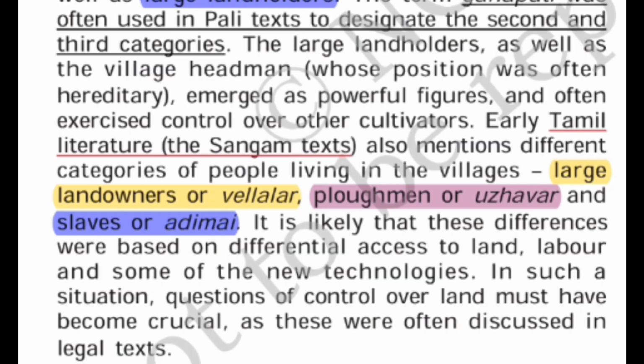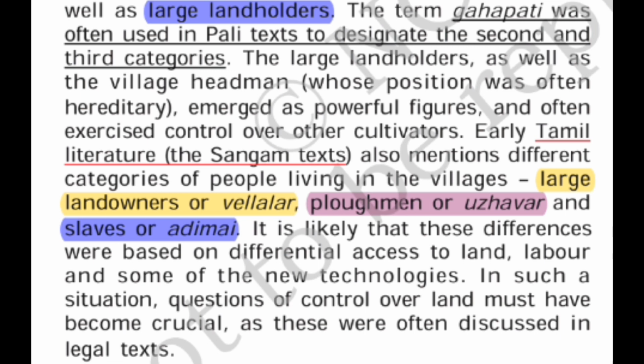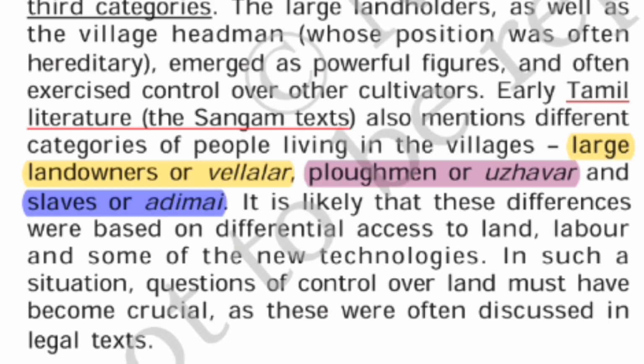Another source to understand the social hierarchy of that time period is the Tamil literature, the Sangam text. In this Sangam text, three categories of people are mentioned. One is large landowners or vellalar, then plowmen or uzhavar, and slaves or adimai. So basically the basis of this kind of social categorization is access to land, labor or new technologies, and the question of who will control the land.